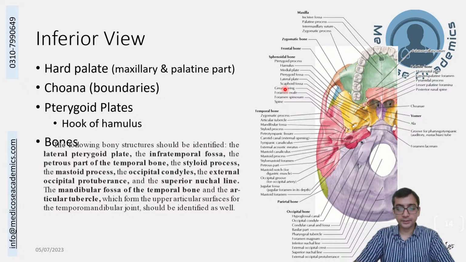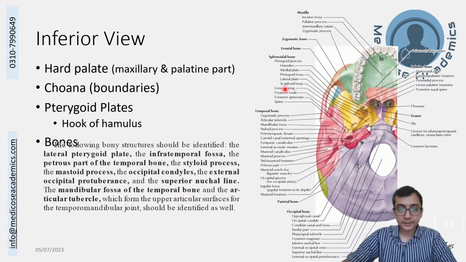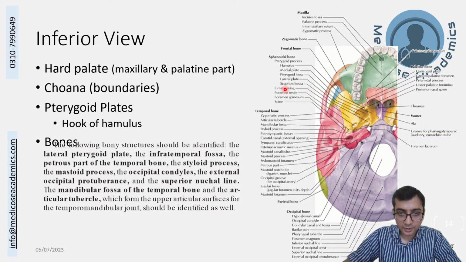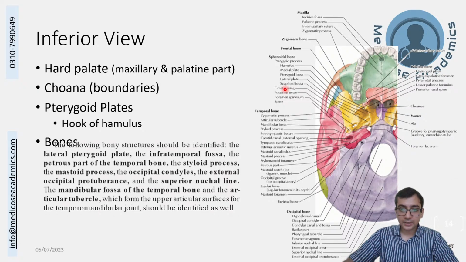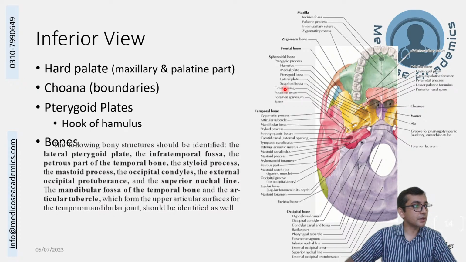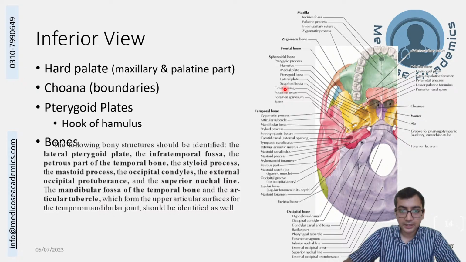Let's get to here. Yes, so we are right here. This point, the part that you can feel as prominent right here, is the external occipital protuberance. The lines demarcating from each side are known as superior nuchal lines, here, also known as higher or supreme nuchal lines.